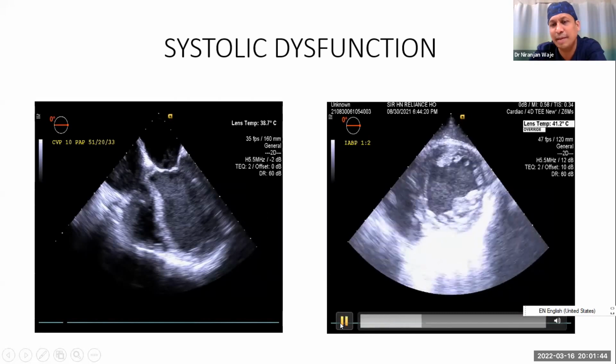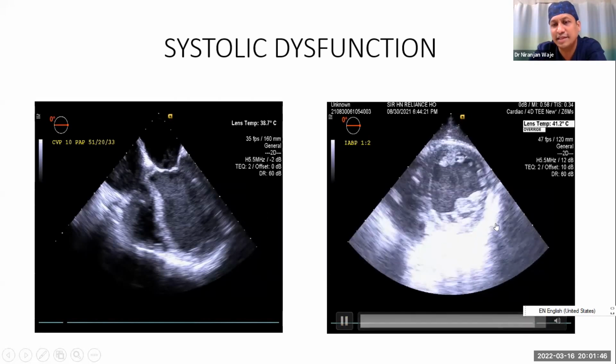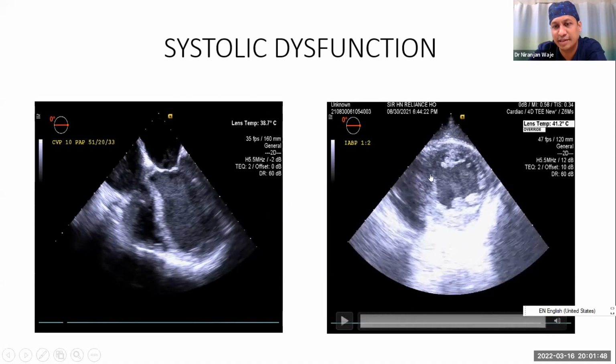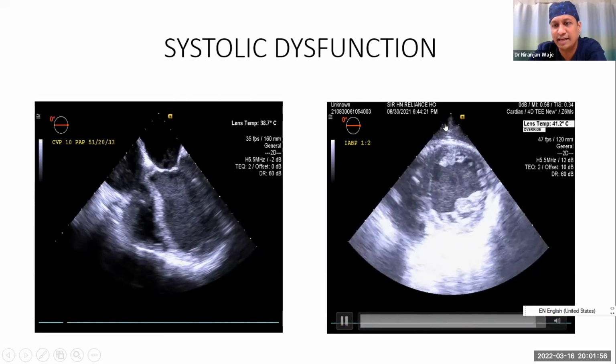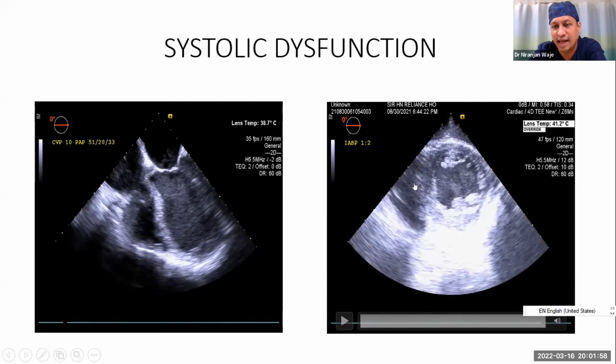On the right-hand side is a mid-papillary view. You can see here, this is the LV, and this is the interventricular septum, and this is the right ventricle. If you focus on the contractility of the segments, directionwise, this is anterior, this is inferior, this is lateral, and this is septal. This is the septum on the RV side.